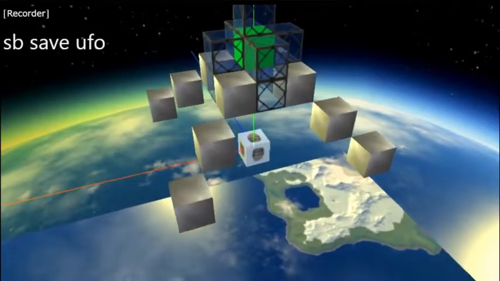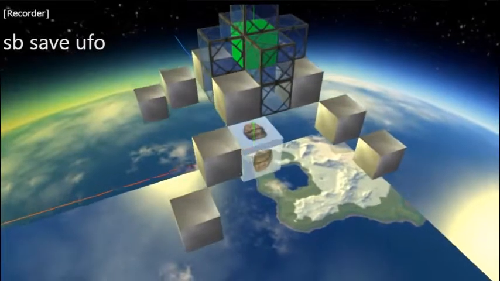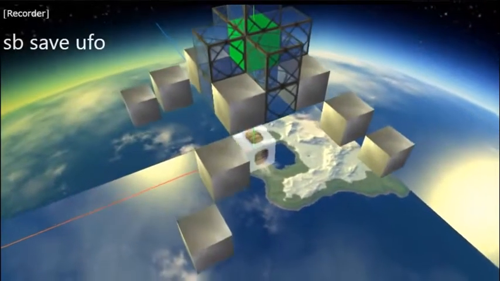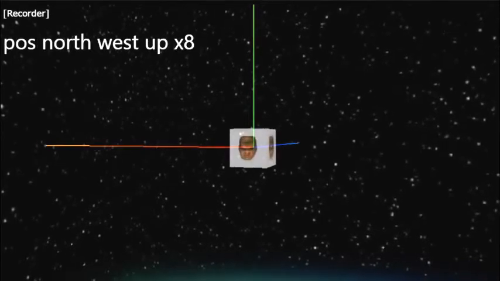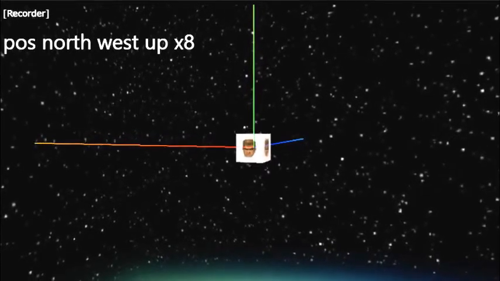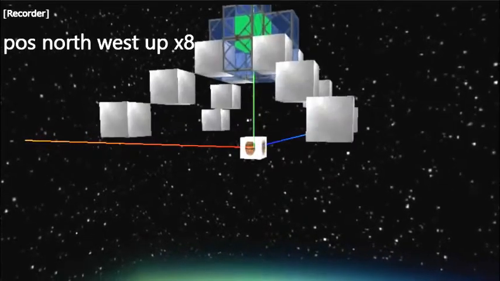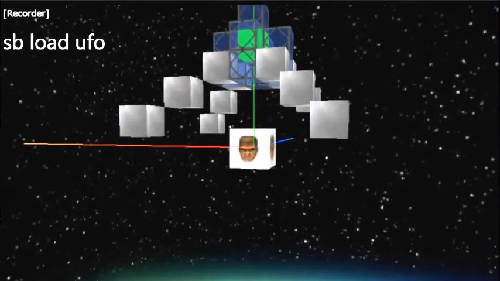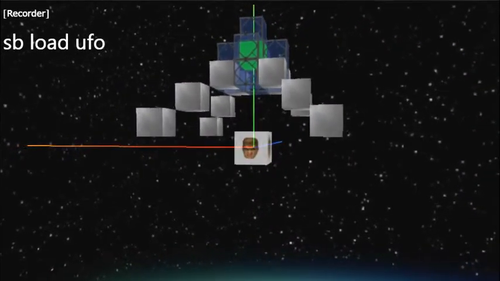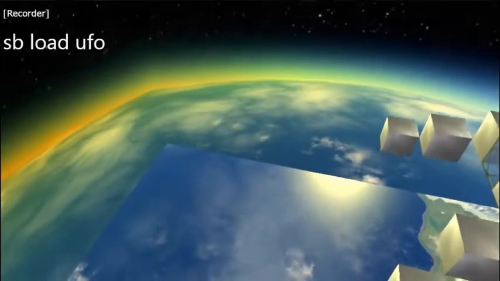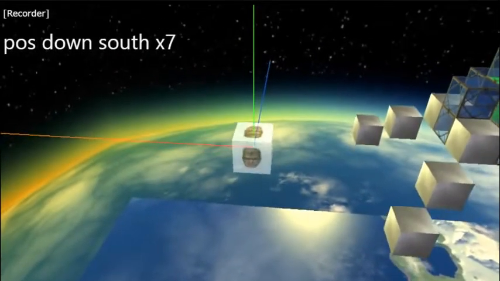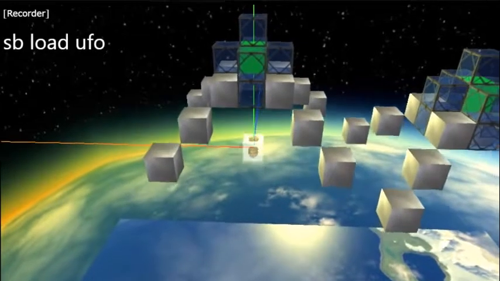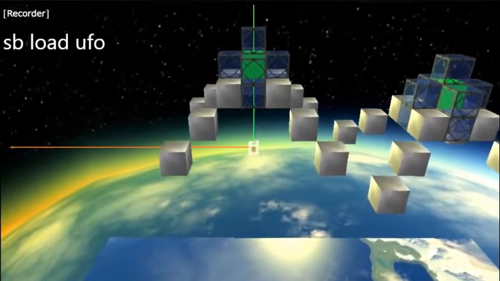Okay, and here's the cool part. Now I can make a bunch of them. I can do pause northwest up times 8, right? So I'm going to move my build cursor. And then I do SB load UFO. And bing, there's a UFO. And then I can do pause down south times 7. And SB load UFO. And then bing, there's a UFO. Get it? That's how this whole scheme is going to work.